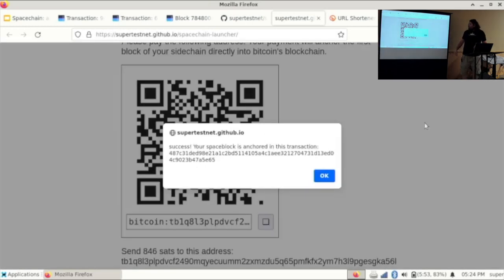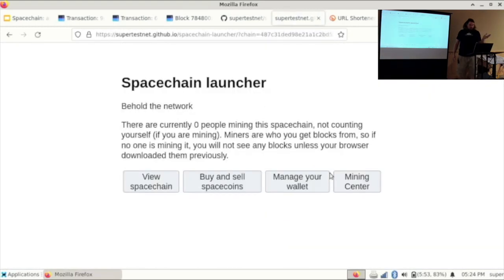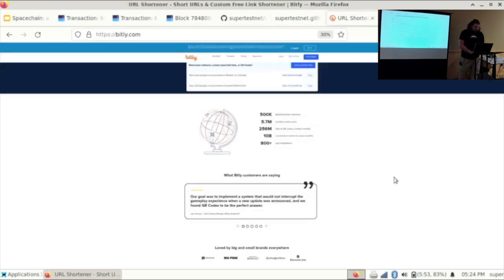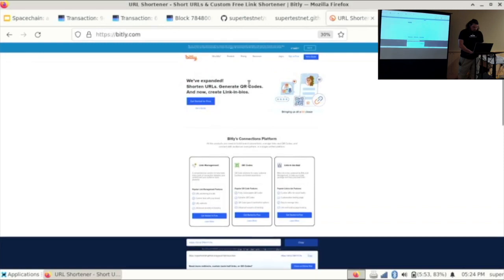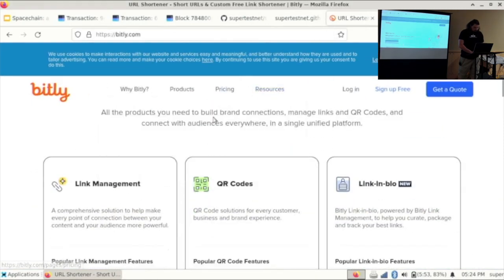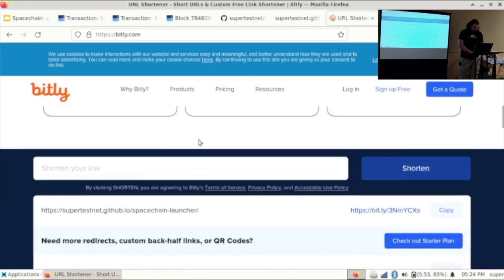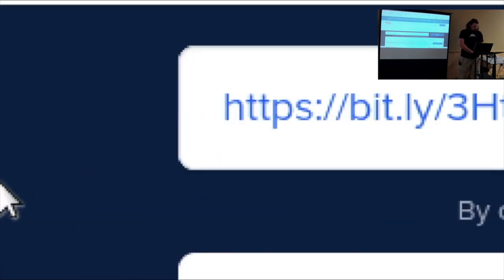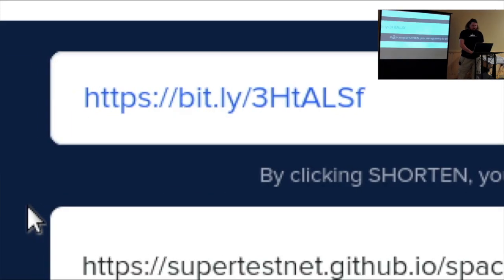There we go, success. Your space block is anchored in this Bitcoin transaction, we hit OK, and it redirects us to a place where we can behold our little network. If anyone wants to mine on this, you can register as a miner and mine the next block in this thing. So let me give you all the link. Bit.ly. Refresh, scroll down, paste. If anyone wants to copy this, get out your smartphones and go to this URL if you want to be a miner. But yeah, we've created a space chain.